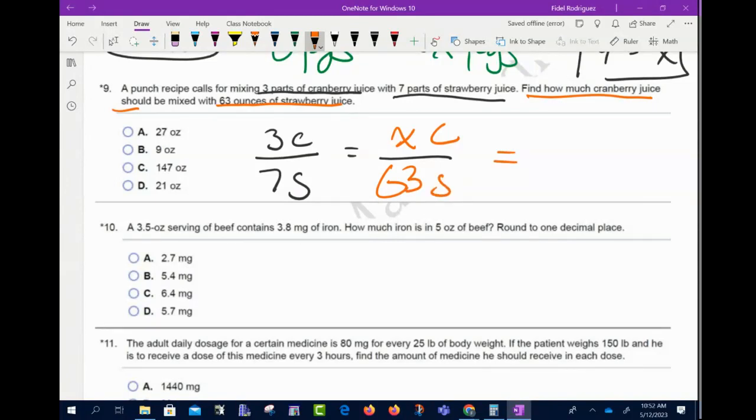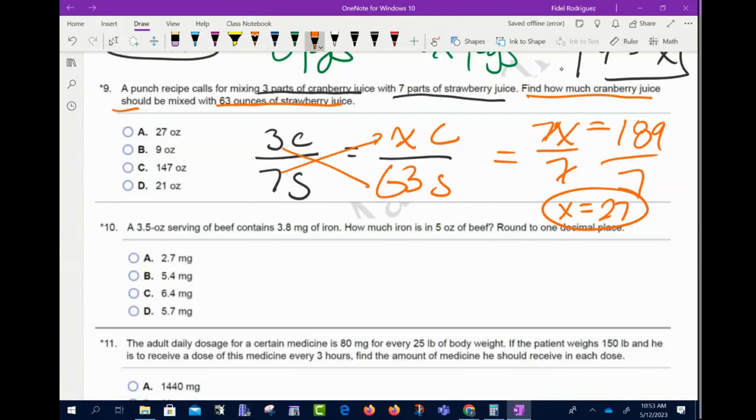Okay, again, y'all, I'm going to cross multiply. 7 times X is 7X. 3 times 63 should be something like 189. Excellent. Let's divide everything here by 7. And are you guys coming up with 27? Is that one of my choices? There it is, right? Again, how I set up the first fraction, y'all, is going to tell me how to set up the second one, okay?